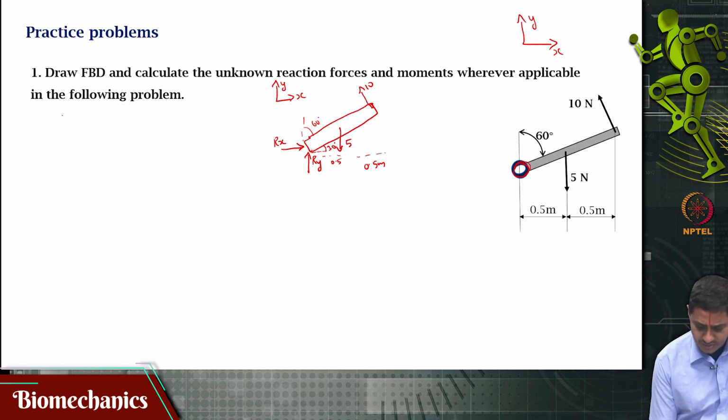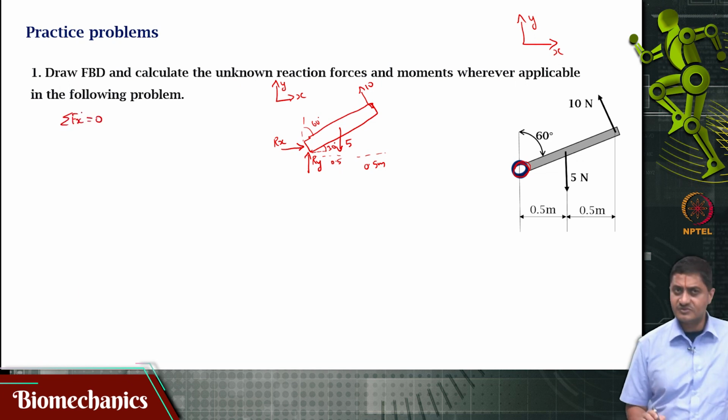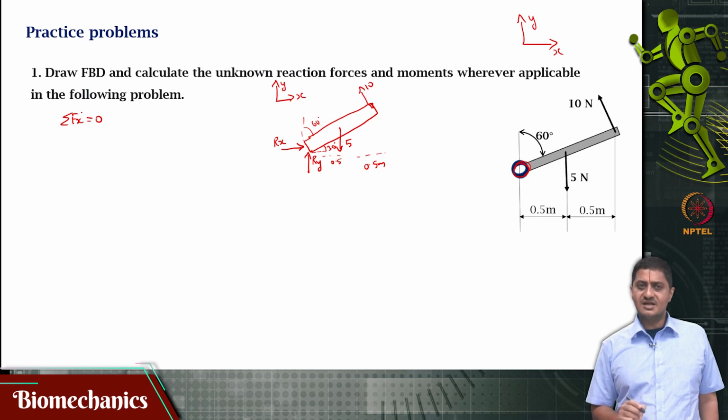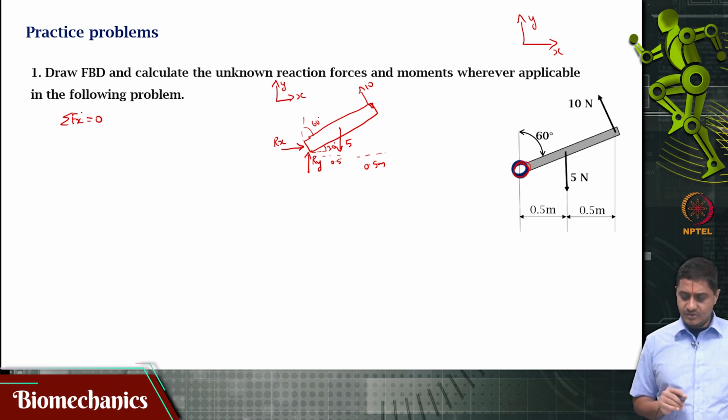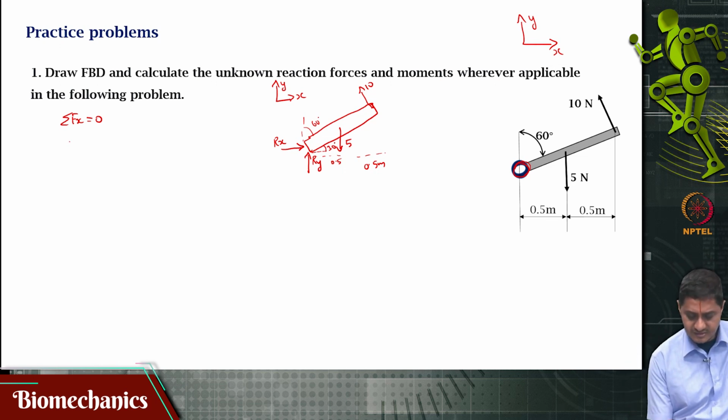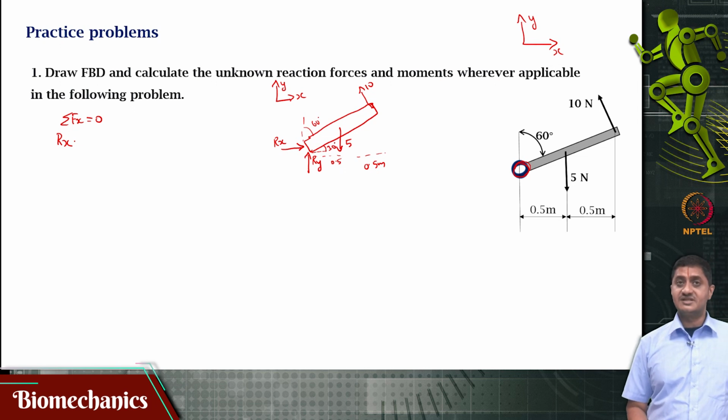So, let us try to write out sigma Fx equals 0. What does this mean? We have said this previously. This means that this object does not accelerate in the x direction. So, that means that the sum of all the forces in the x direction is 0. So, I am writing out sigma Fx equal to 0 and I am including the corresponding components of these forces in x. So, that would be Rx in the positive x direction.